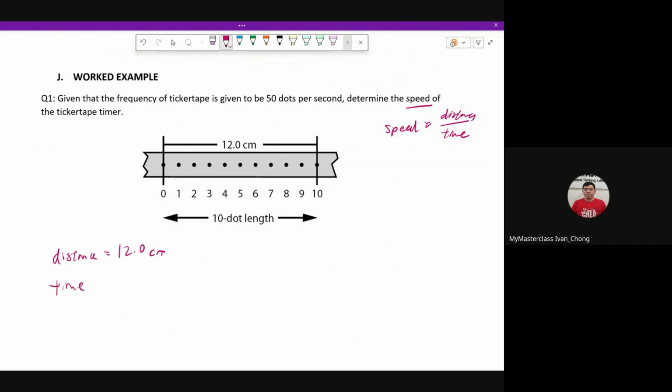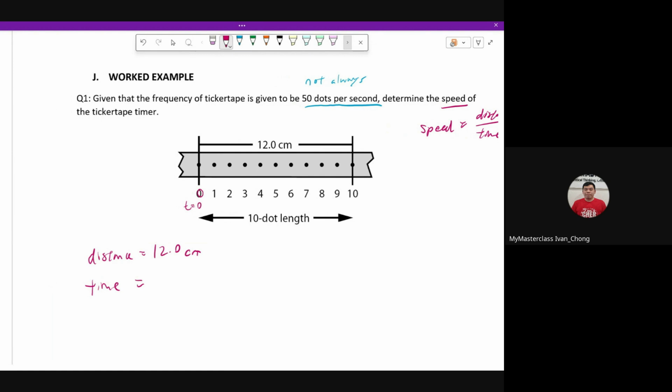Now, this is the tricky part. What is time? Whenever we are doing this kind of motion map or ticker tape timer, the first dot is considered 0 because time is 0 here, right? So the thing is, it is produced 50 dots per second. Now, it's not always 50 dots per second. It's just a number I use commonly. It can be 10 dots per second, can be 20 dots per second. It really depends on the question itself.